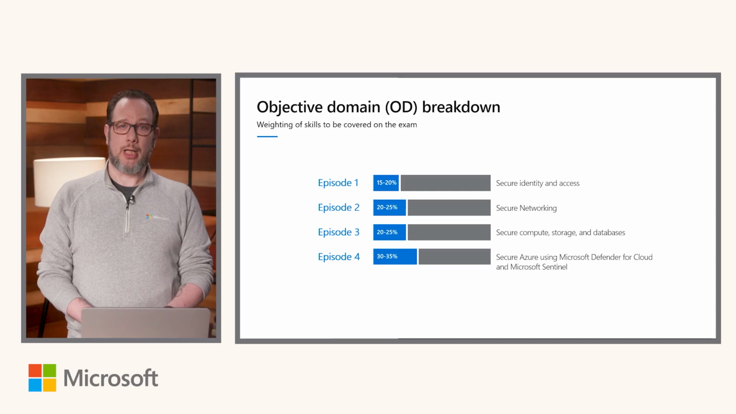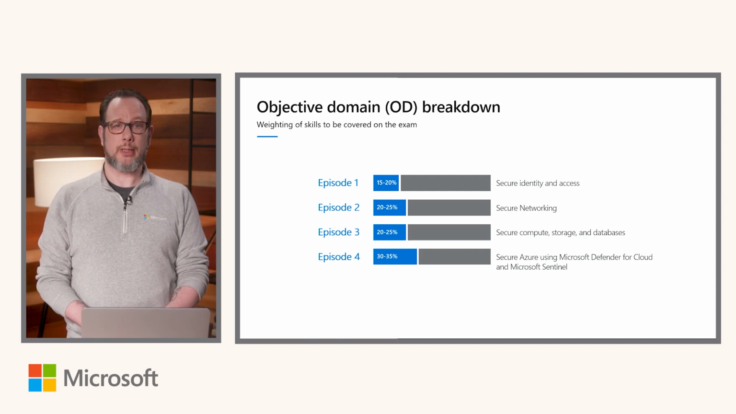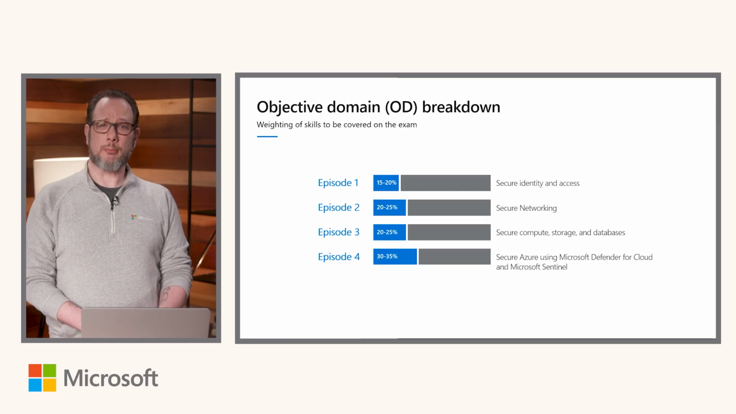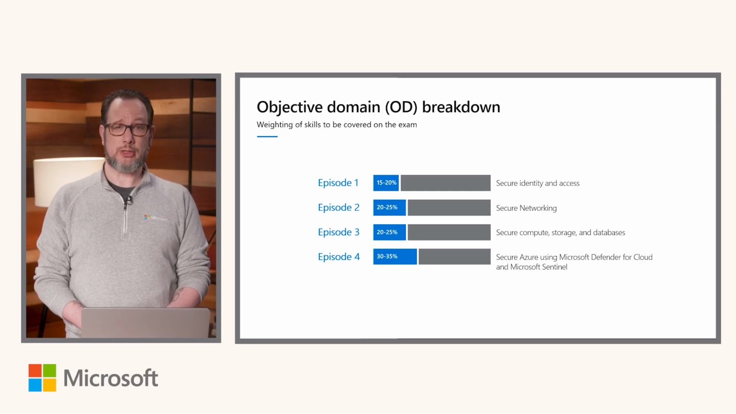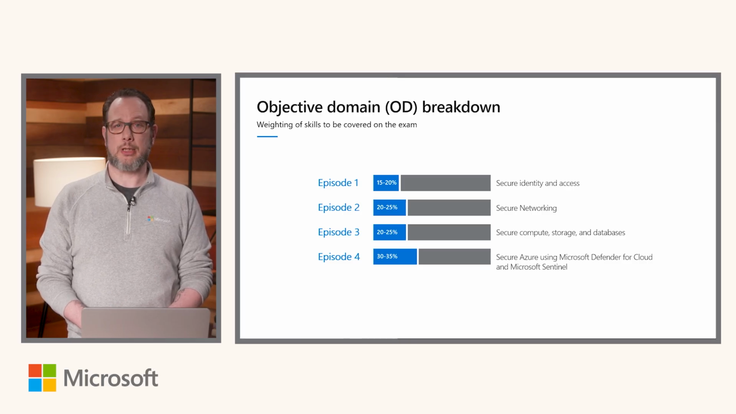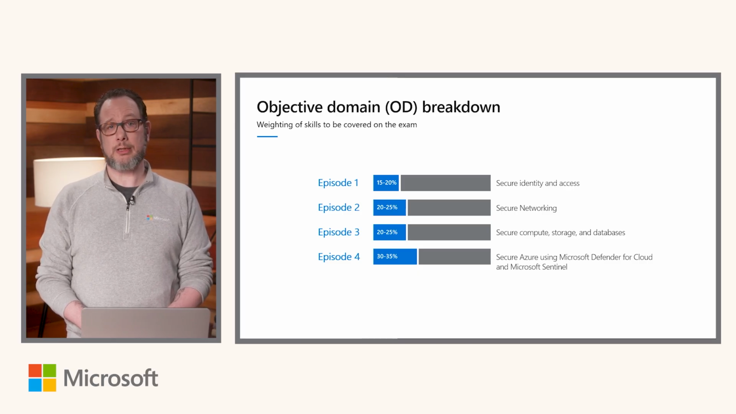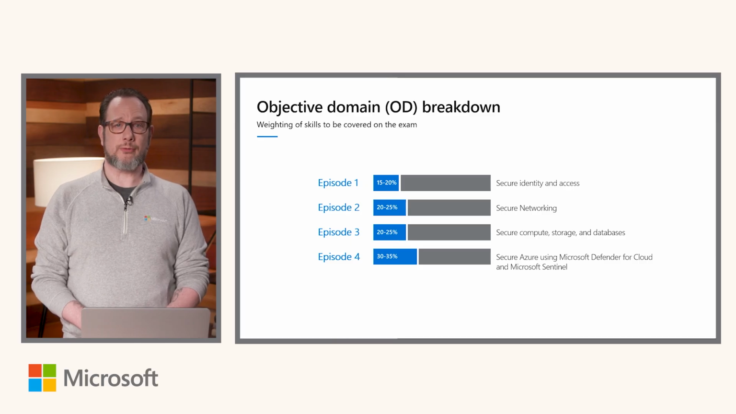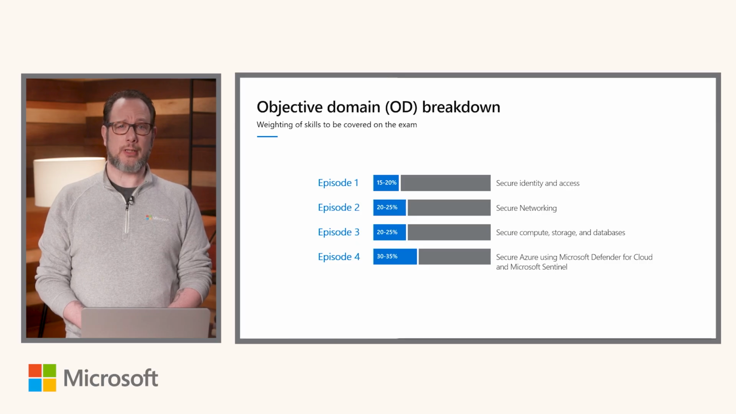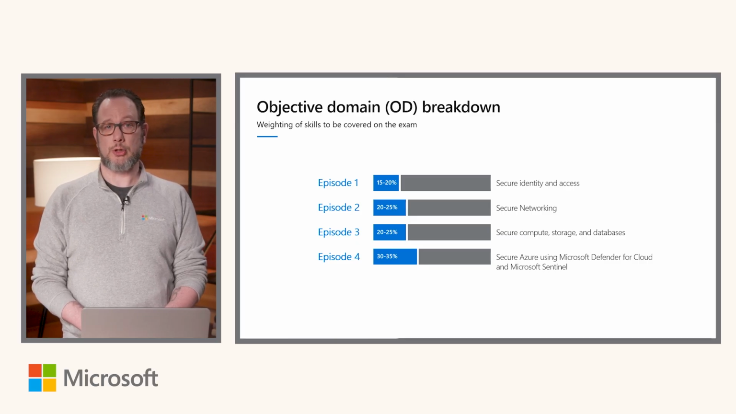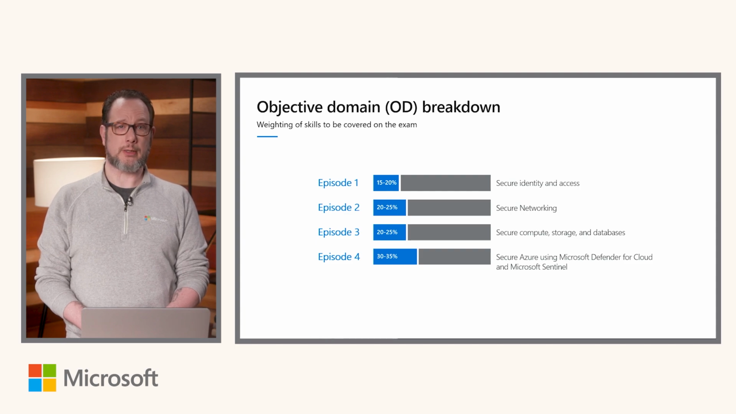In this series, each episode will cover one of the 4 groups in the exam objective domains. For AZ-500, these groups are securing identity and access, representing about 15 to 20% of the exam questions. Next, securing networking, valid for about 20 to 25% of the exam questions. Third is securing compute, storage, and databases, having a weight of 20 to 25% of the exam questions. And last, it's securing Azure using Defender for Cloud and Sentinel, which represents the largest weight of 30 to 35%.